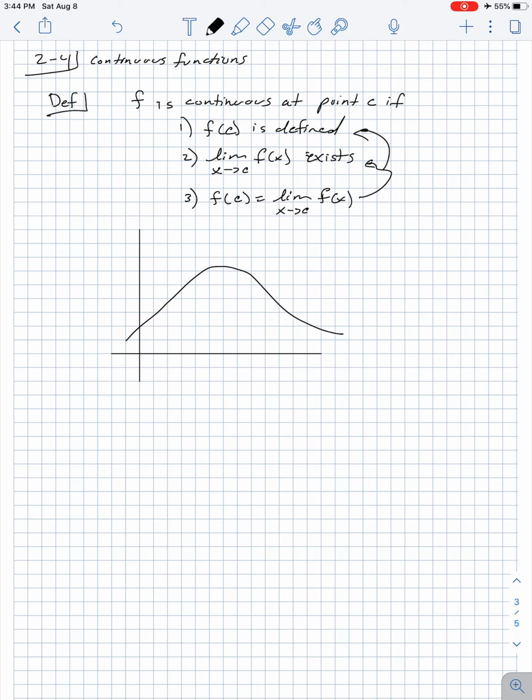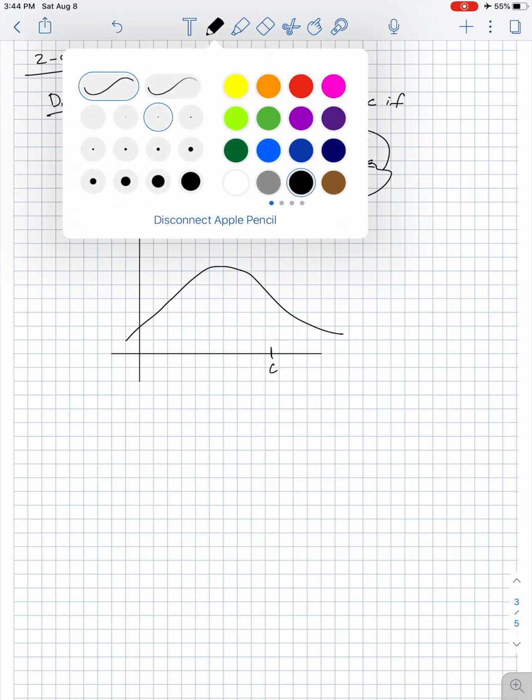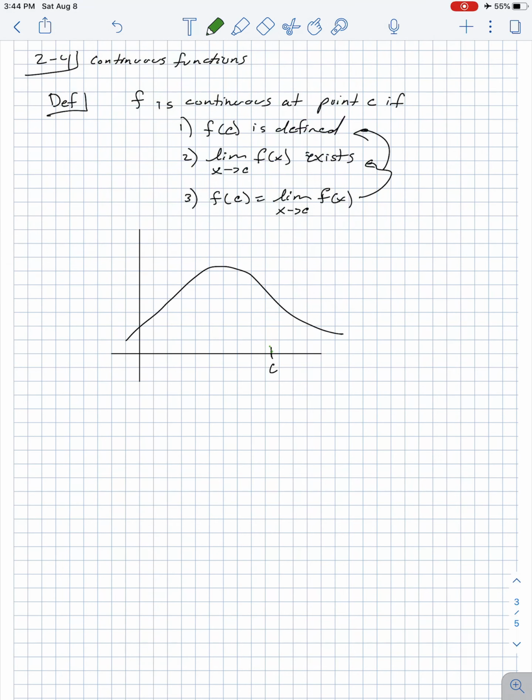This is obviously continuous, and we're going to investigate this point right here, C. So let's walk through the definition here. At that point, I'm going to take C, go up to the function, I hit the function, and I'm going to go over and find my y value there. And that is my f of C. So this obviously exists. Basically, it's saying, is there a point on the graph right above C or below, as the case may be, on the function? So that's true. It's there. So that means that f of C is defined.